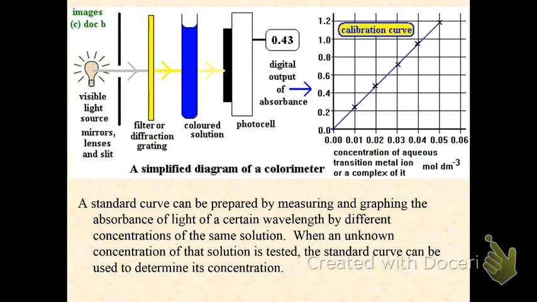So the way that it works is you can prepare a standard curve by measuring and graphing the absorbance of light for a certain wavelength by different concentrations. When the unknown concentration is tested, the standard curve can be used to determine the concentration. So for instance, in this graph, if I were to tell you that we had an absorbance of 0.5 or 0.6, you could go over and bring that down, and let's look at the 0.6. So we would take the 0.6, come over here, and then come down. So then it would probably be approximately 0.025 moles per decimeter cubed. Okay, so that's the way that works.